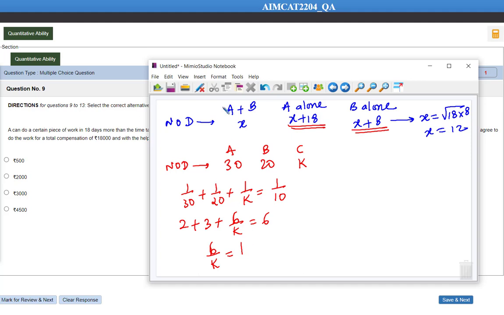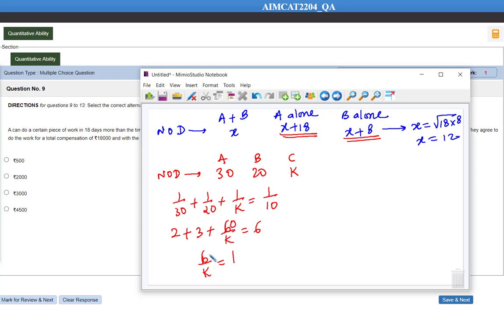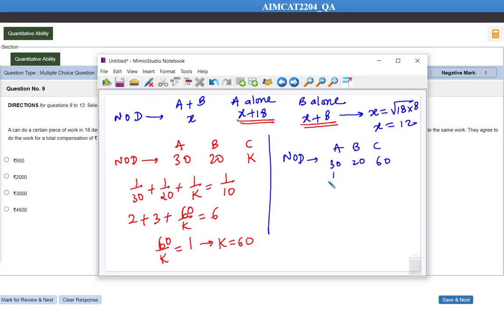Hold on, I think I made some mistake here. Let me correct this. We multiplied this equation by 60, so it should be 60 by K. Okay, so 60 by K is equal to 1, so K is equal to 60. Okay everyone, so the number of days taken by A, B and C to do that work is 30 is to 20 is to 60. We always divide the amount in the ratio of per day work. So the ratio of per day work is 1 by 30, 1 by 20, 1 by 60, again multiplied by 60. So this is going to be 2 is to 3 is to 1.